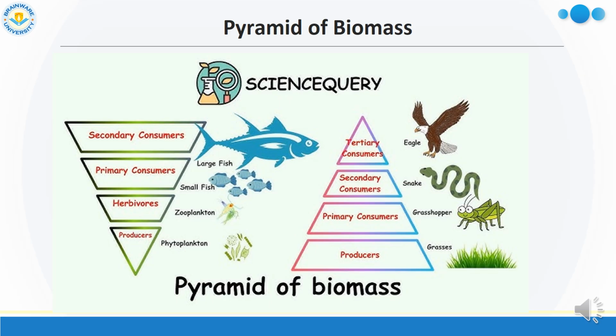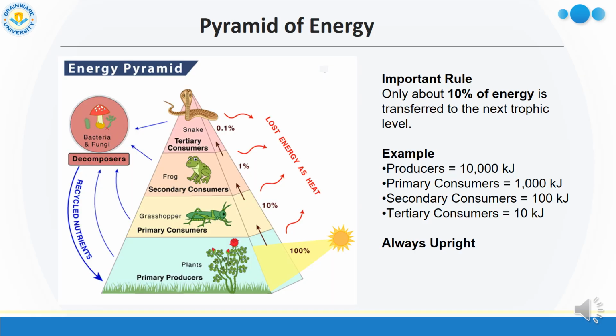And the number of living organisms in the upright pyramid gradually decreases. That means their biomass also gradually decreases. Biomass means total dry weight in a trophic level. Here, this is the pyramid of energy. First trophic level, there are some producers, then grasshopper, primary consumers, then secondary consumers, and then tertiary consumers.